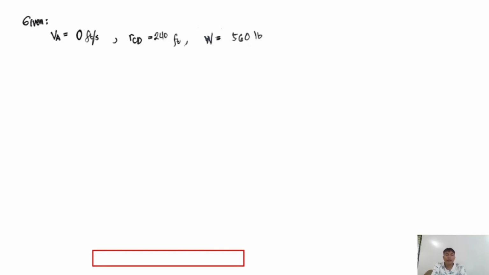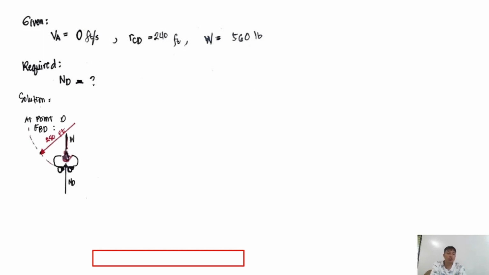Given, as stated in the problem, the velocity is 0 feet per second initially. Our radius from C to D is 240 feet, and the weight of the occupants and the car is 560 pounds. Required is the normal force acting on the body at point D.